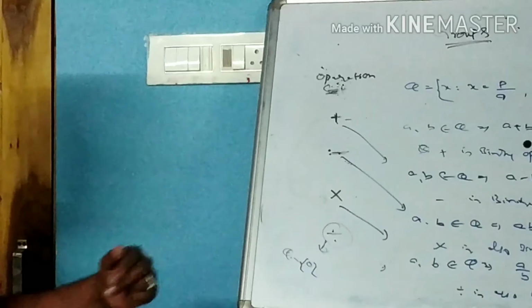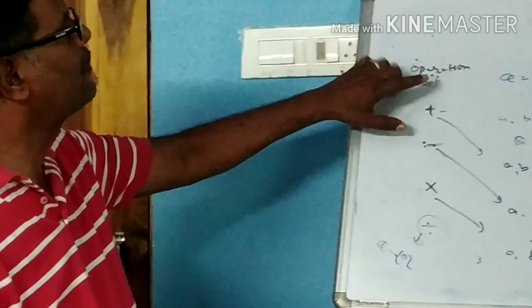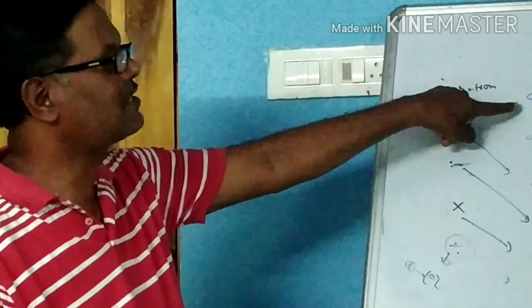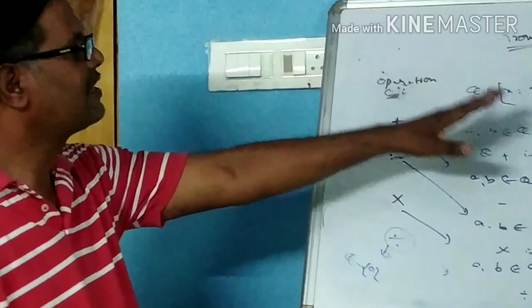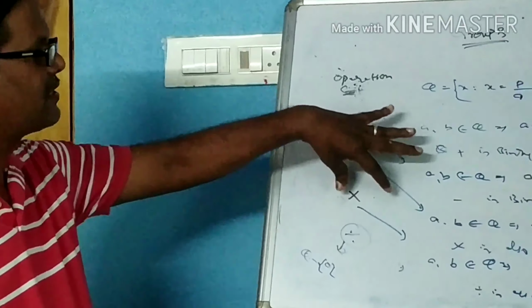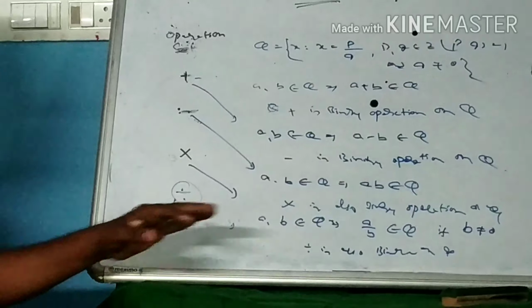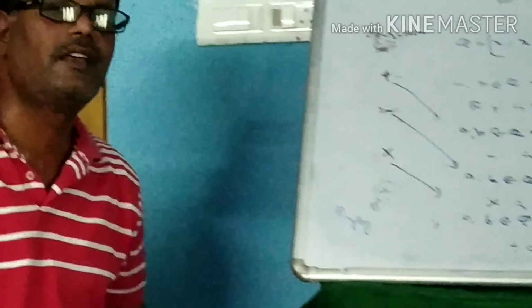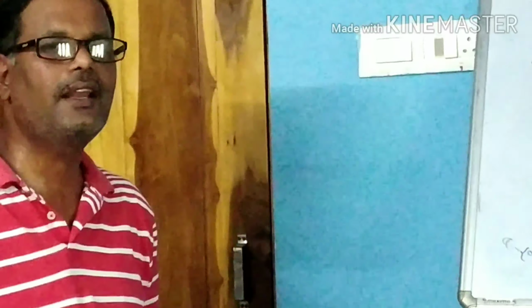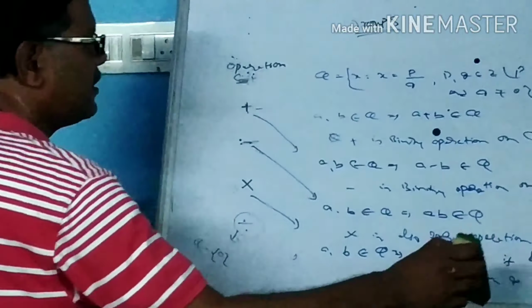Now we are going to discuss the set of all real numbers. There is no doubt about it. The same concept applies as for Q. Plus is a binary operation on R, minus is a binary operation on R, multiplication is also a binary operation on R. Division, except b not equal to 0. The same case will apply to the set of all real numbers. This is the minimum concept.